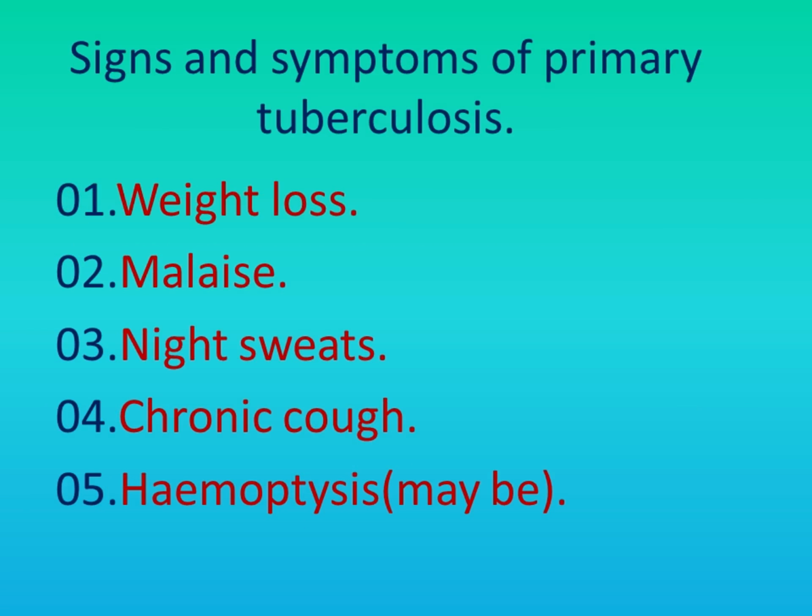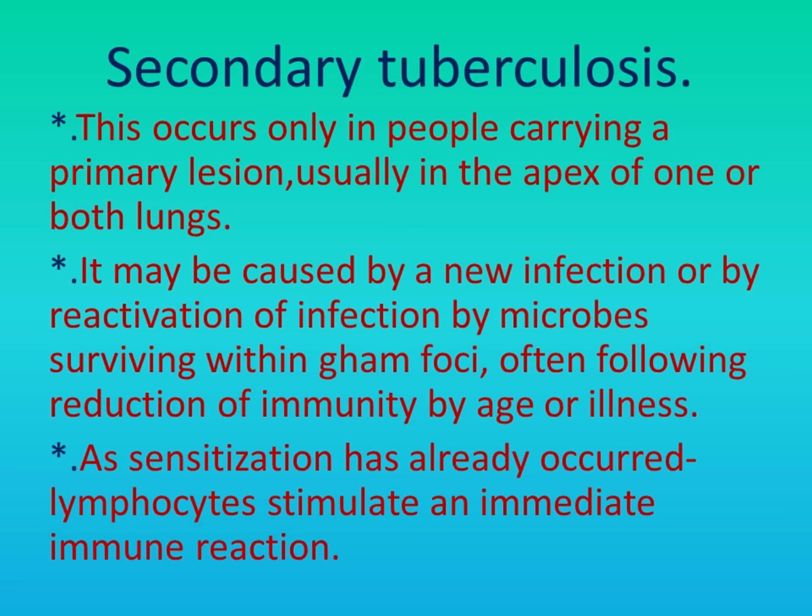Now we tell you about signs and symptoms of primary tuberculosis. First, weight loss. Second, malaise. Third, night sweats. Fourth, chronic cough. Fifth, hemoptysis, maybe. Then, we study secondary tuberculosis.